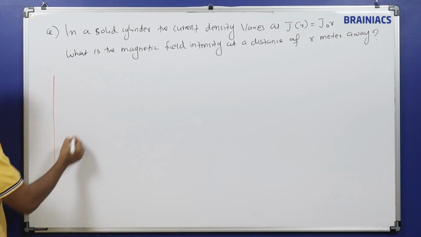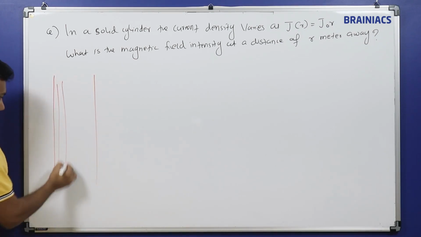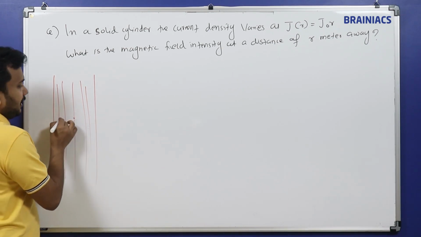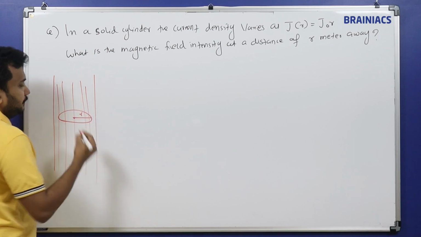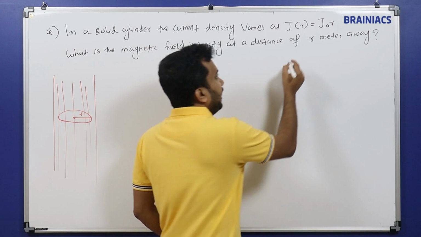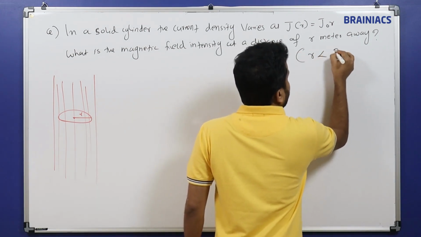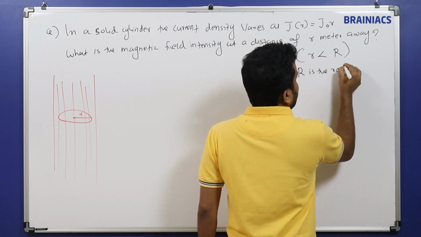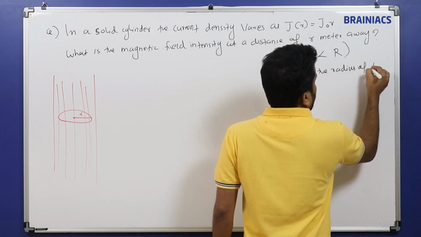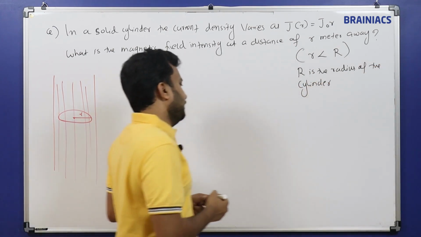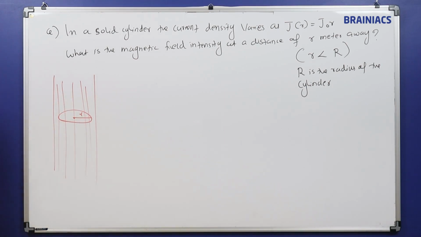So let's say we have a solid cylinder. Okay, so it's completely filled inside, not empty. From the center, at a distance of r meters away, we need to find out the magnetic field intensity. One point we have to add: r is less than capital R. Capital R is the radius of the cylinder. So capital R is the radius of the cylinder, and small r is the distance from the center.